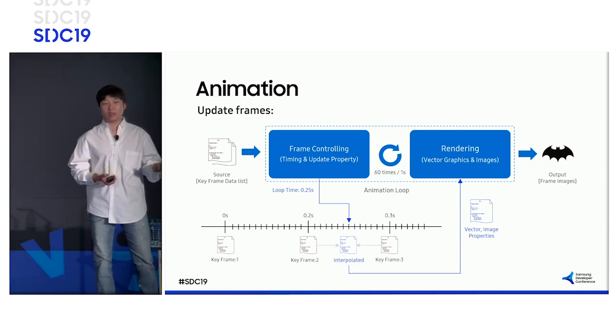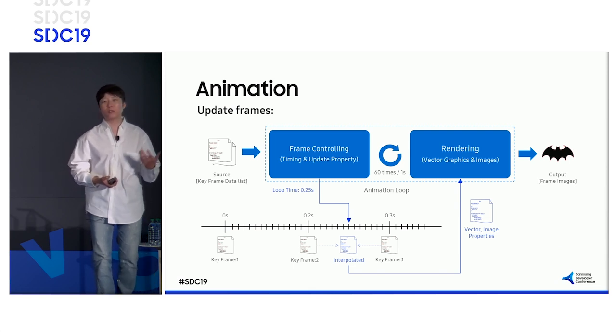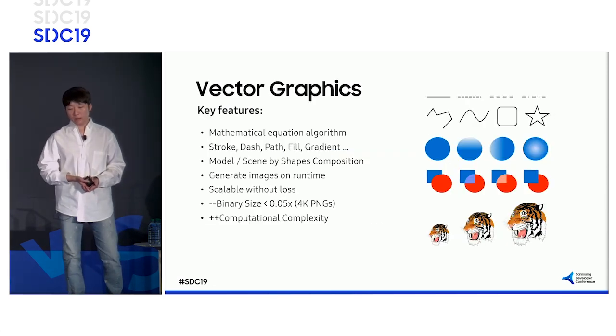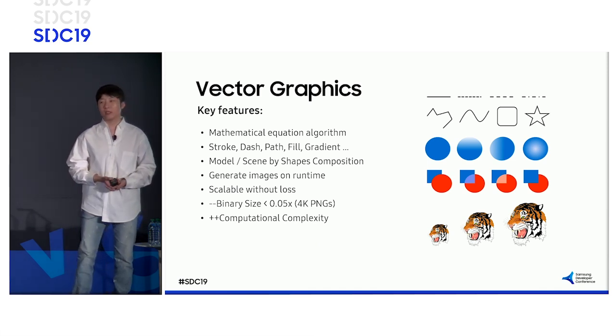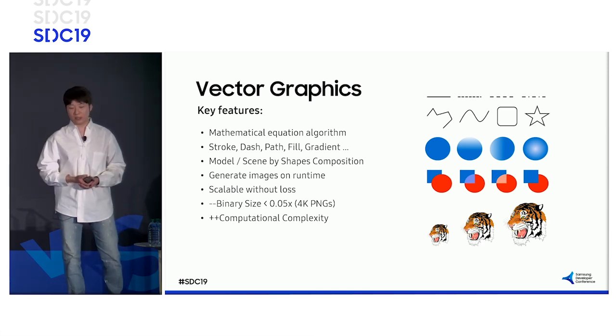As I mentioned earlier, rendering is a drawing job for generating the animation images. And actually, there are a lot of rendering methods. But in this case, we are just going to focus on vector graphics only. Vector graphics is a sort of mathematical equation algorithm to draw all kinds of 2D shapes. In vector graphics, there are some traditional drawing commands, such as stroke, dash, path, fill, gradient, and so on.